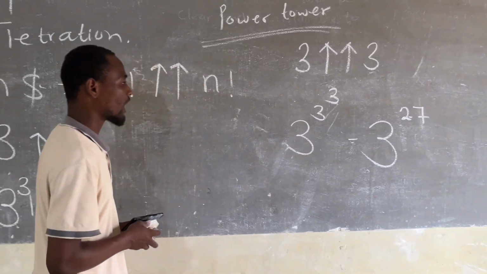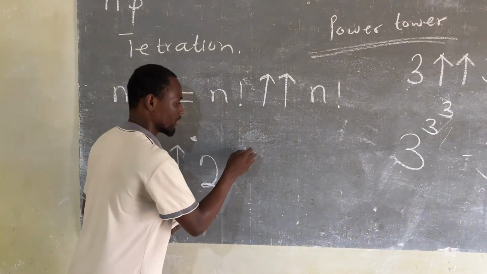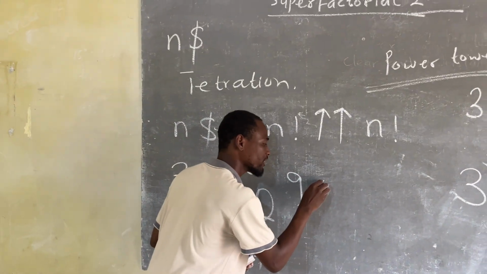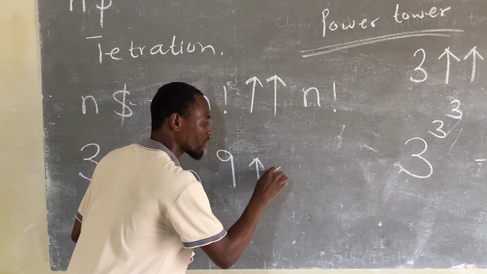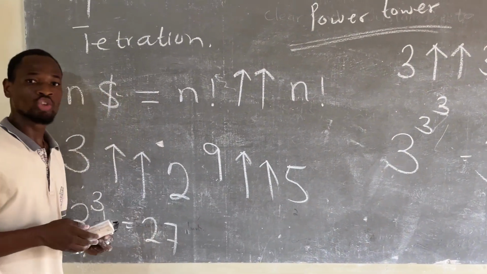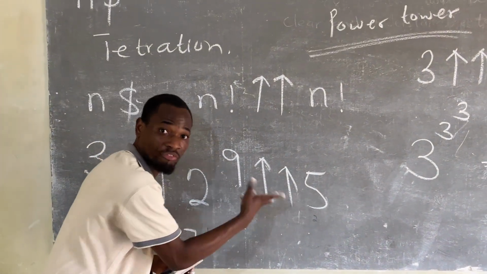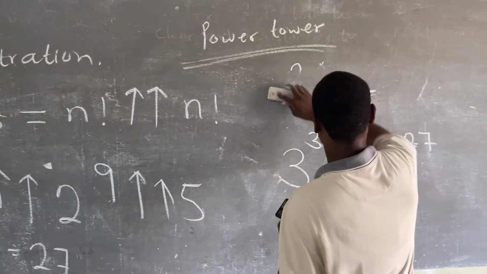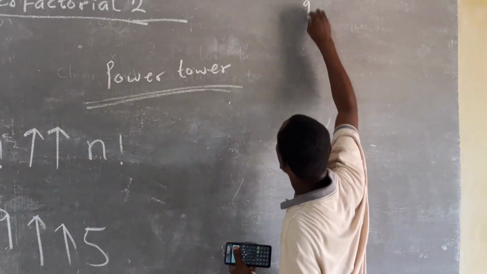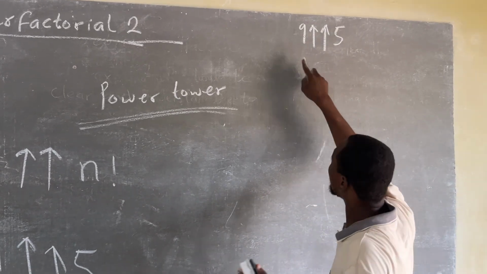As simple as that. So what happens if I have a number, say 9, 9 tetrated to, let's say, the number 5? How are you going to write this? Remember, after developing your power tower, when you count the numbers, it should amount to 5. So this one will be written as 9 tetrated to the number 5. So I'll be having this 9 over here.